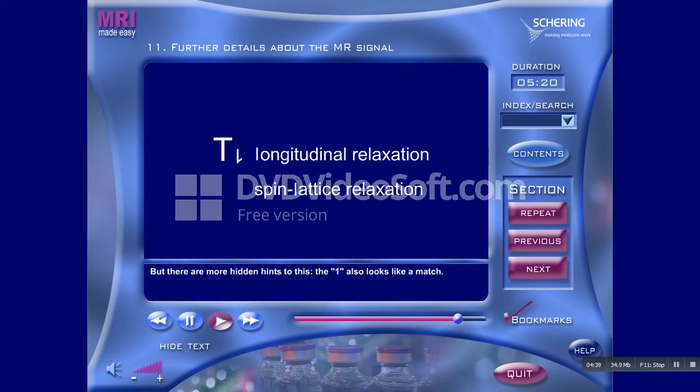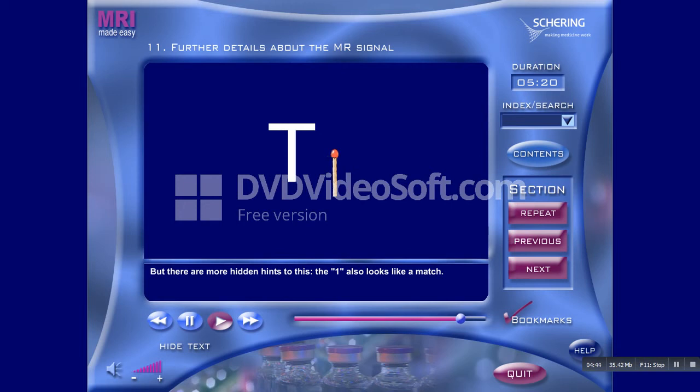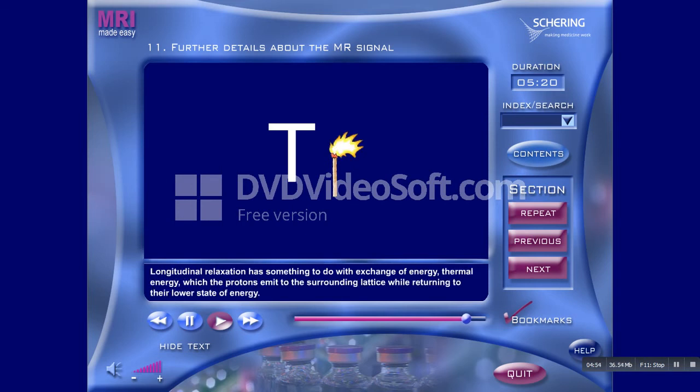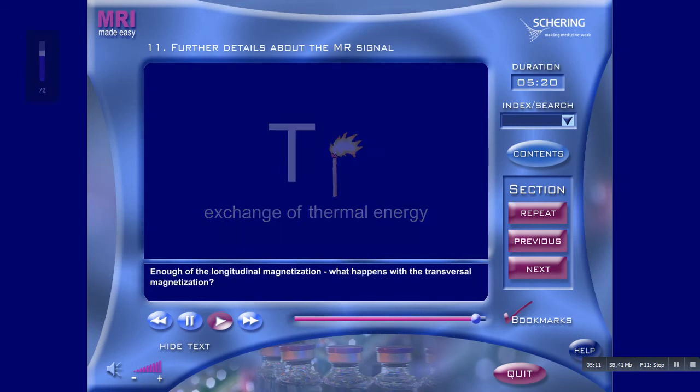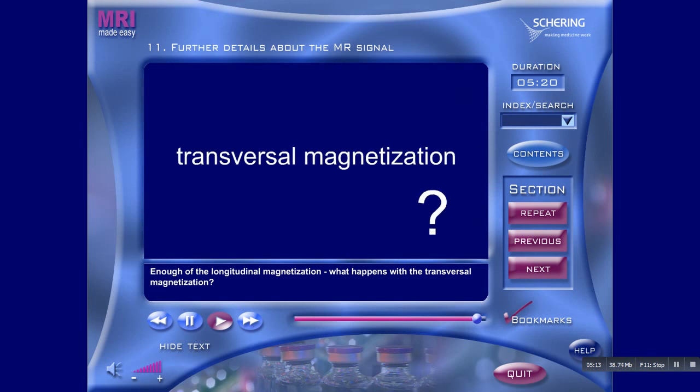But there are more hidden hints to this. The 1 also looks like a match, and this match should remind you of something which we've also mentioned already. Longitudinal relaxation has something to do with exchange of energy, thermal energy, which the protons emit to the surrounding lattice while returning to their lower state of energy. Enough of the longitudinal magnetization. What happens with the transversal magnetization?